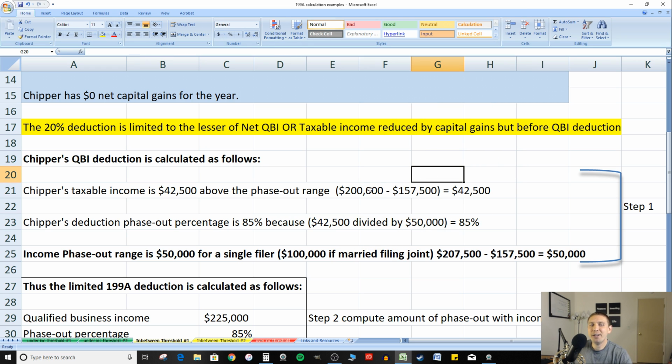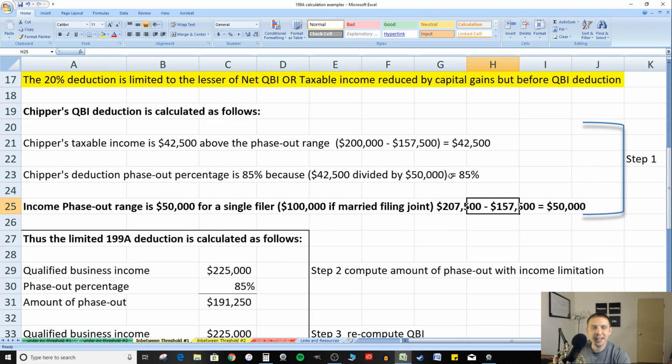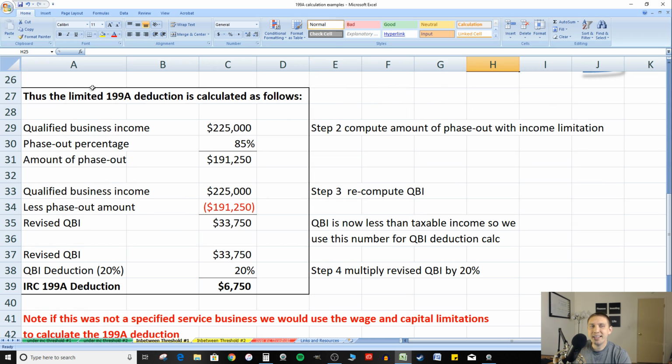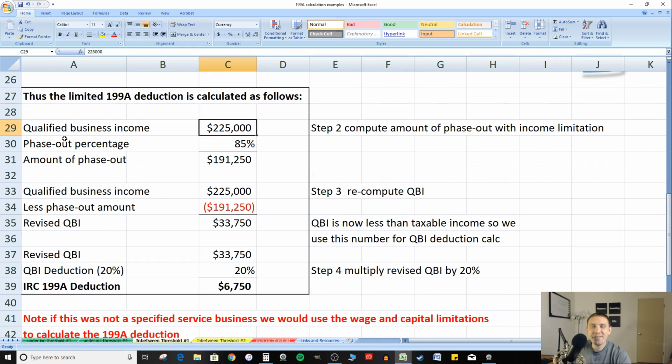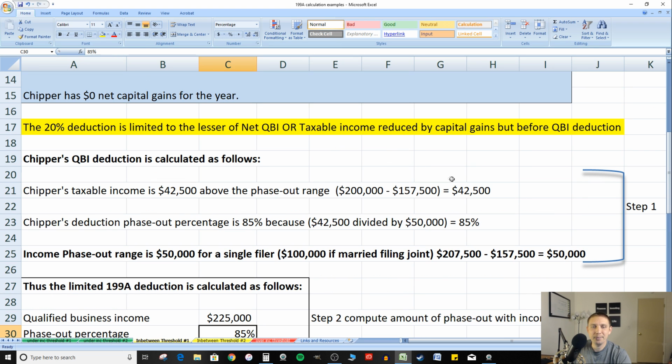As you can see here how the calculation plays out, and rewatch this video as much as you need to, guys, and study this worksheet. Chipper's deduction phase-out percentage is 85% because $42,500 divided by $50,000, which is the spread of the phase-out range for a single filer, is 85%. So we know his phase-out percentage is 85%. Let's see how this is calculated. Thus the limited 199A deduction is calculated as follows. We know his qualified business income is $225,000, because that number is coming from right here. We know his phase-out percentage is 85% because that number is coming from right here.